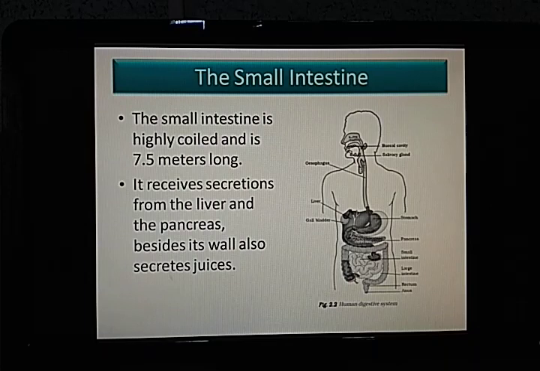Now it receives secretions from the liver and the pancreas. Besides, its wall also secretes juices. As I told you, not only the stomach, but there are also certain other organs like the liver, the pancreas, and as well as the walls of the small intestine. They also secrete some digestive juices.